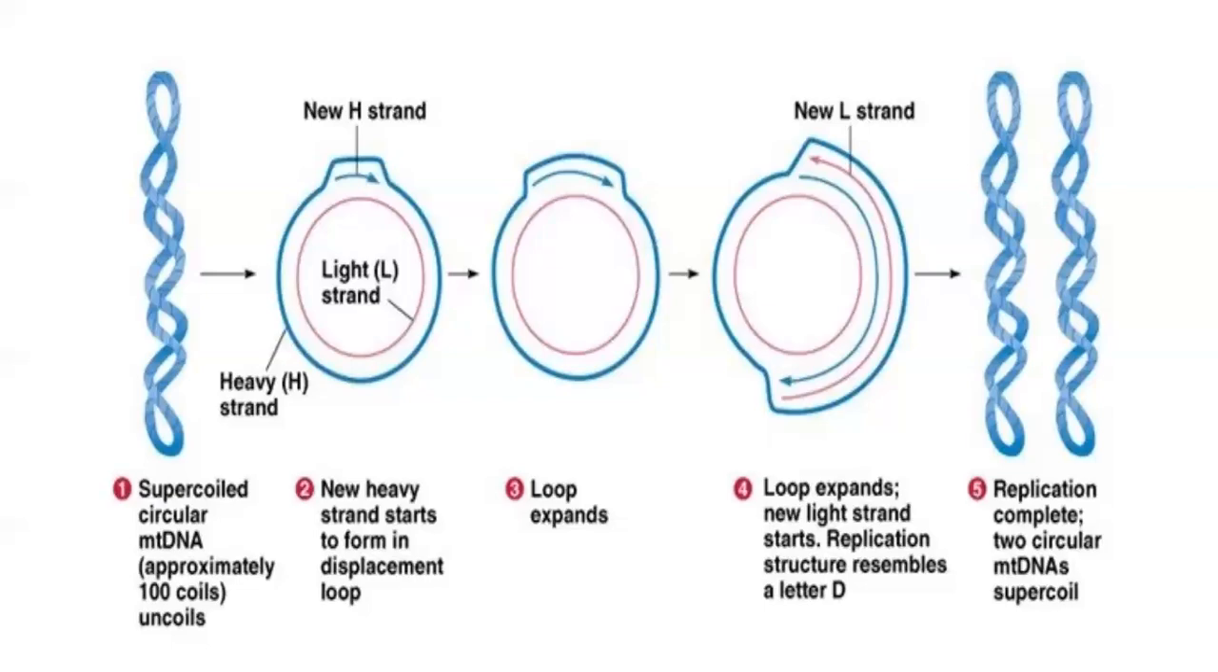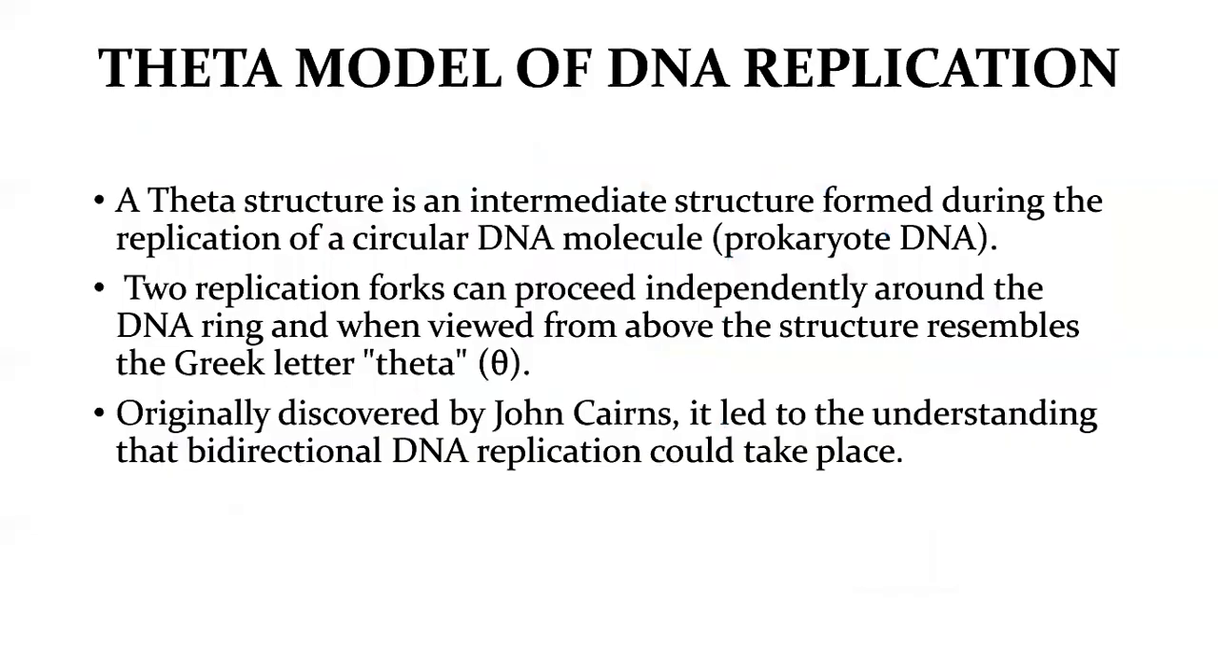Next, the third is the theta model of DNA replication. A theta structure is an intermediate structure formed during the replication of circular DNA molecules. 2 replication forks can proceed independently around the DNA ring, and when viewed from above, the structure resembles the letter theta. Hence, this model is known as the theta model of DNA replication. It was originally discovered by John Cairns, related to the understanding that bidirectional DNA replication would take place.